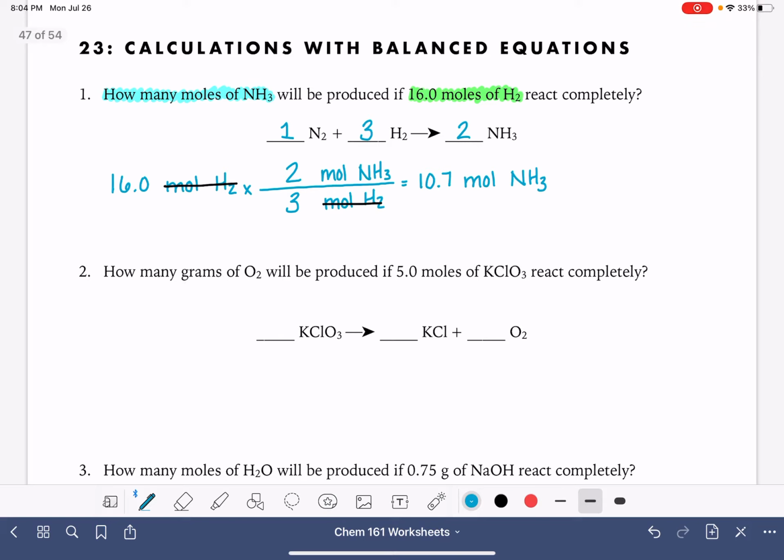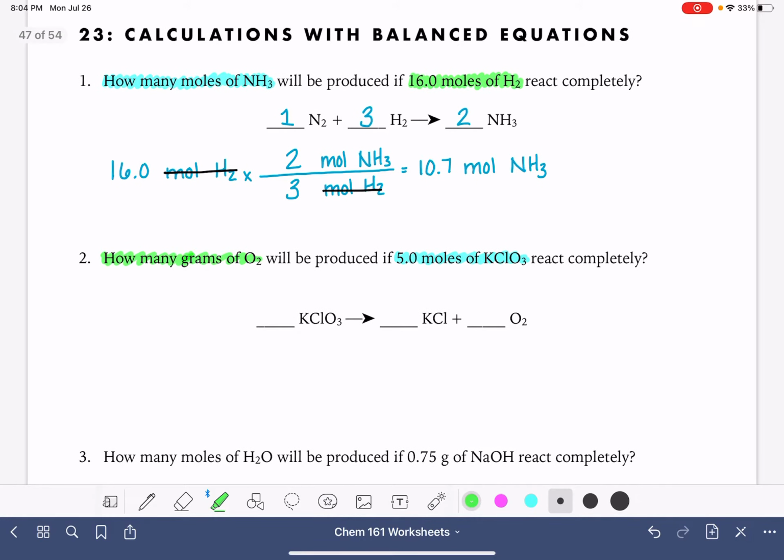So let's move on to our next one. For this one, we have been told that we have 5 moles of KClO3, and we're being asked to figure out how many grams of O2. So we're converting from moles of KClO3 into grams of O2. And the first thing we need is a balanced chemical equation. This one's actually a little bit trickier than the first one, so I'm going to use this strategy of writing all the different atoms down and keeping track of how many of each type we have.